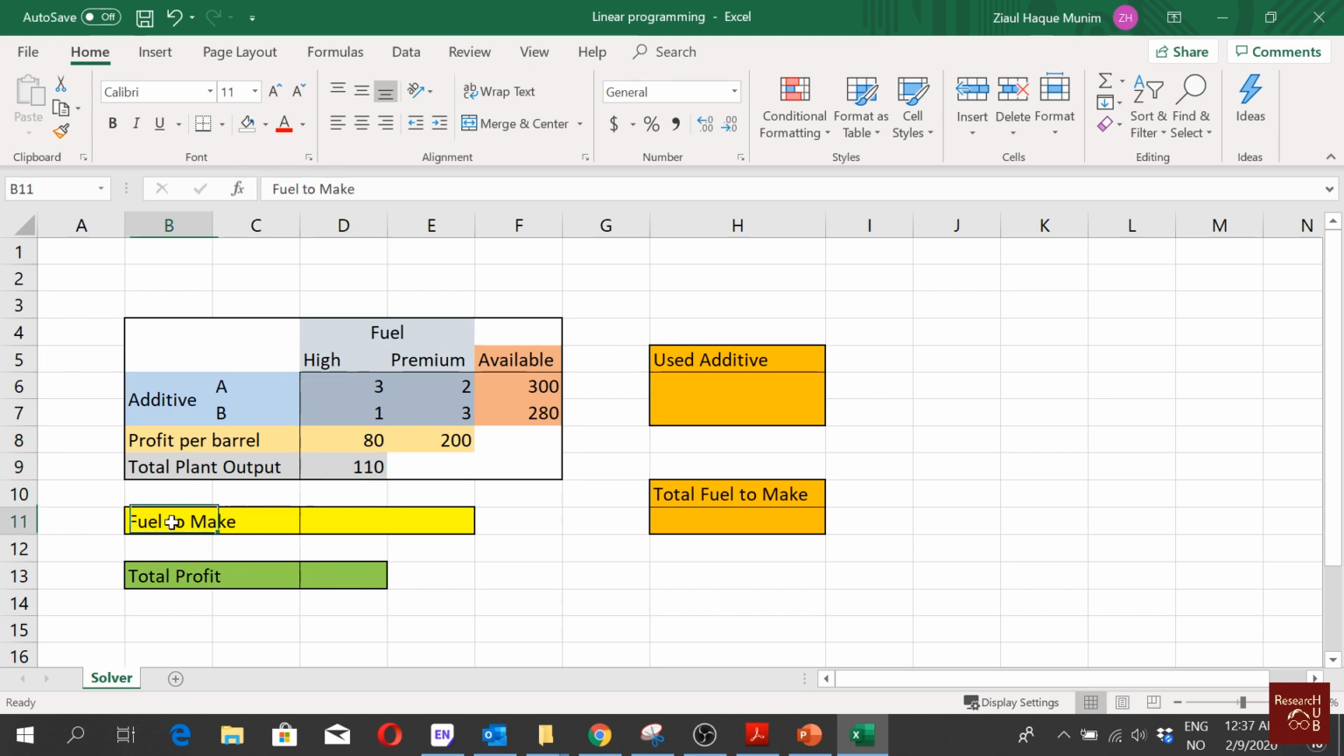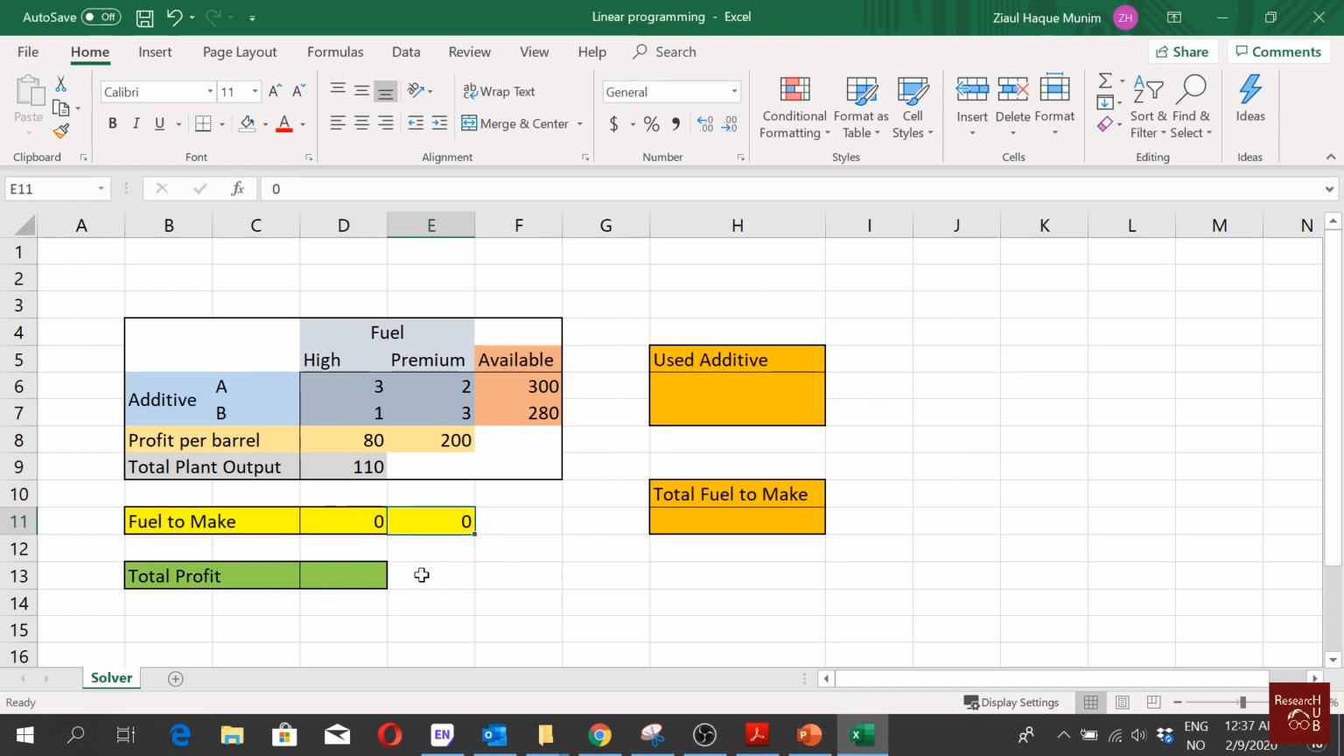So now here, fuel to make is our decision variable. So how many high we will produce and how many premium we will produce. That's our decision variable. In the beginning for decision variables I actually like to start with 0. So I just put 0. These are the numbers that we will get from the optimization, based on the solution of the optimization. But as a starting point, we can put it to 0.